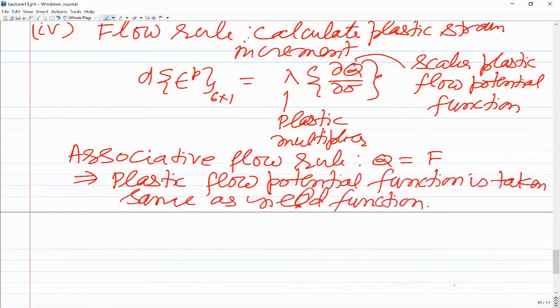And there is another one. Most of the metals of course follow this associative flow rule, but for example concrete, cement, and also soil and so on mostly follow the non-associative flow rule.